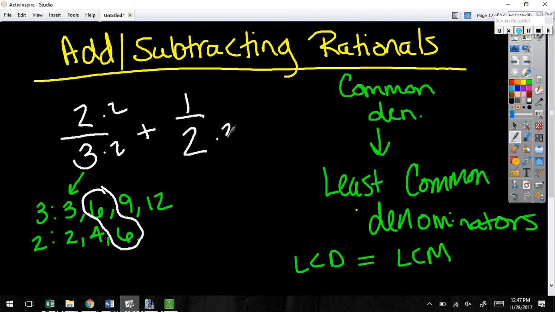Exactly. That would make the first one be 4 over 6, and the second one be 3 over 6. I need to force the bottoms to be the LCD, the least common denominator, or the LCM. So both of them would have to be that. That's going to be an improper fraction.